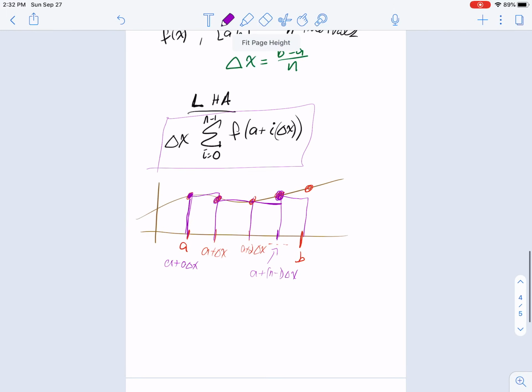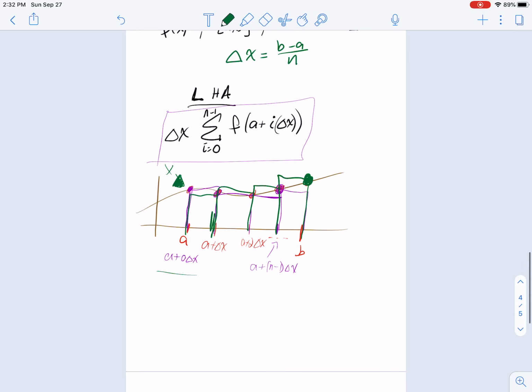So how about right hand? Well, if we stare at this picture, what's the difference between left hand and right hand? A right-hand approximation, we start at this b, and we go over and down, over and down, over and down, and we don't use this a. We exclude that. So we don't use a plus 0 delta x.